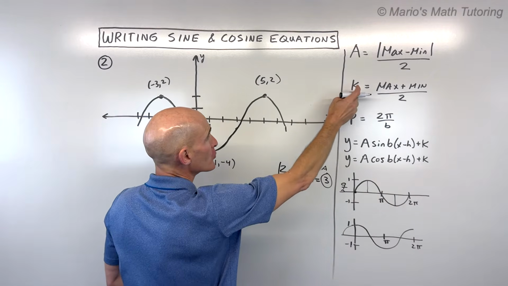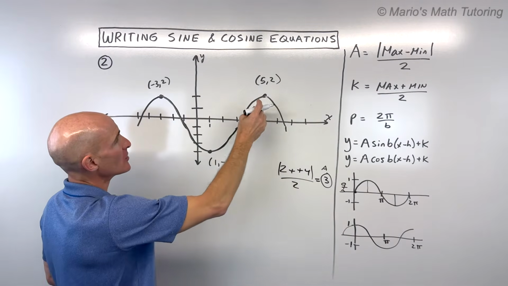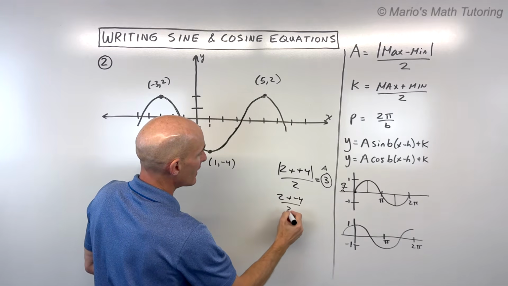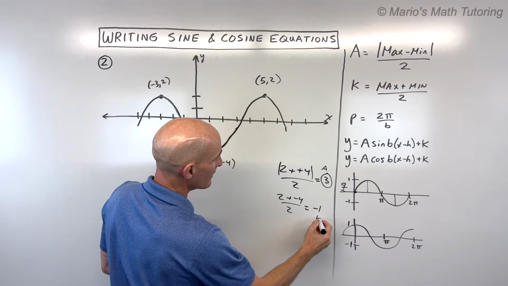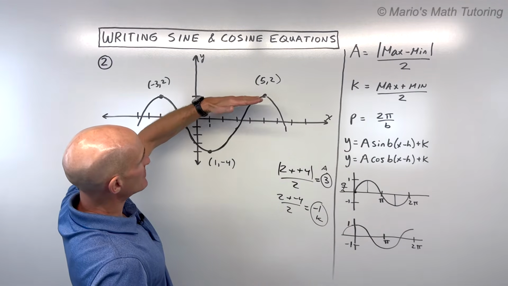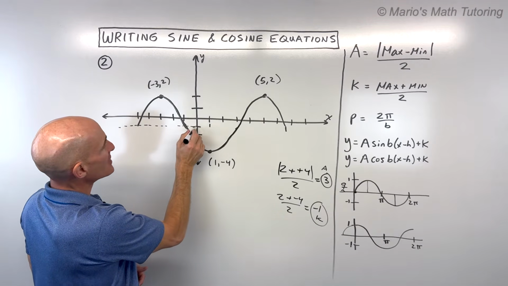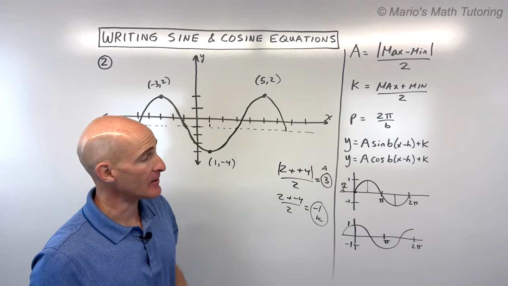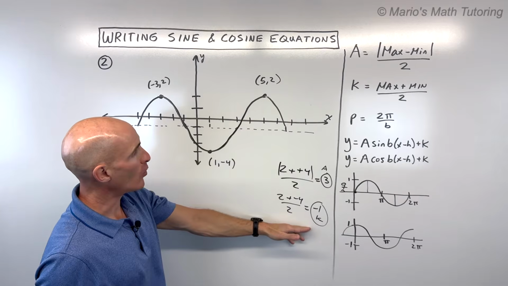Now how about our vertical shift, our k value? Well, we're going to take the max plus the min divided by 2. So we've got 2 plus negative 4 divided by 2. So that's negative 2 divided by 2, which is negative 1. Okay, that's our k value, which means that this graph has been shifted down 1. So again, what you can do is draw a dashed or dotted line. This is kind of like what I think of as a midline. Normally that midline is right on the x-axis, but here you can see it's been shifted down 1.